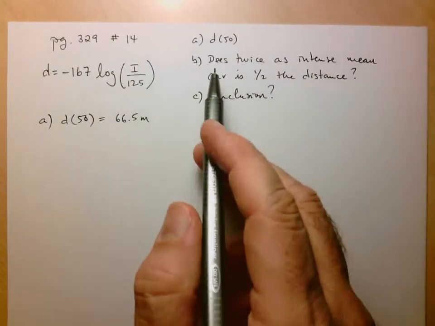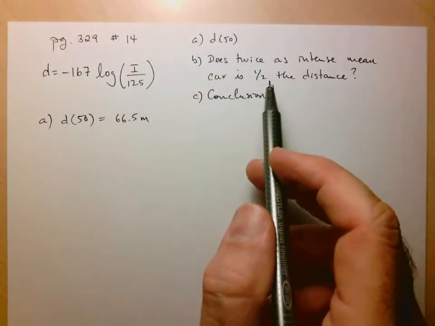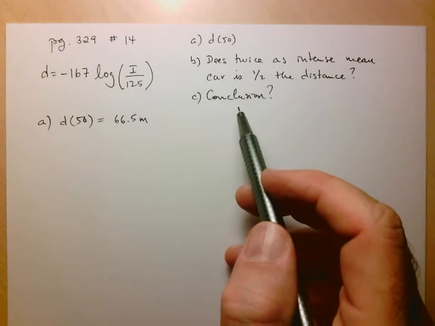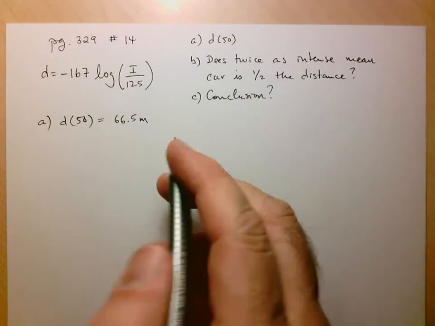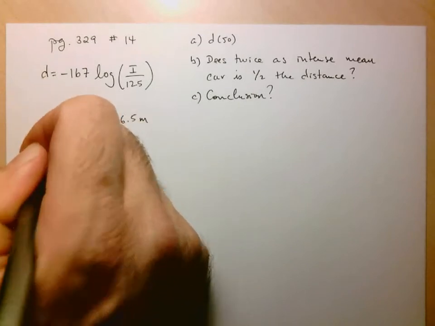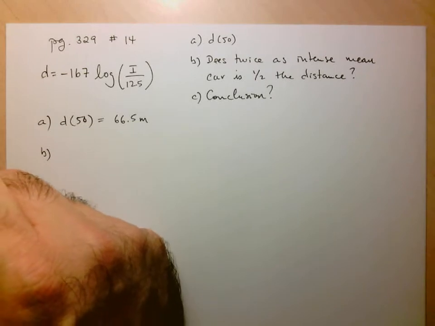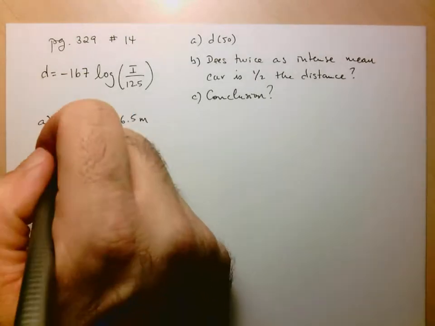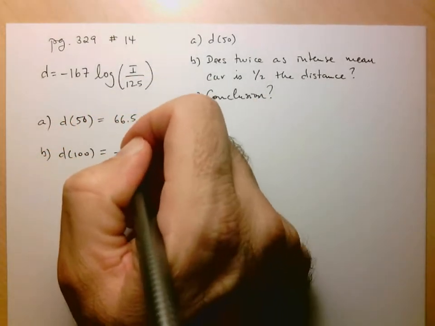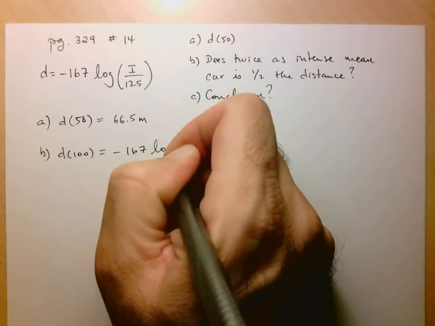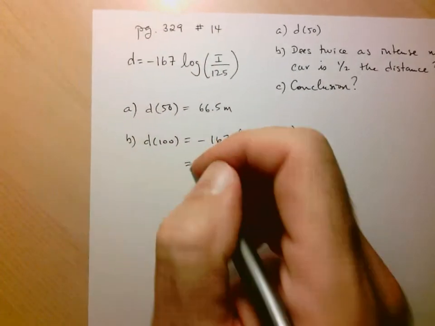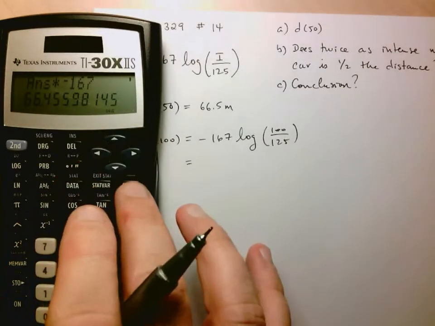In question B, it asked us: does twice the intensity mean the car is only half the distance away, which seems to be reasonable? Now, if you have seen intensity of light in physics, you probably would guess that this is not the case. But let's see what happens here. I'm just going to determine d at 100, so double the intensity. I'm going to do it explicitly here. So log of 100 over 125, and let's see if we get something in the 33 meter range.